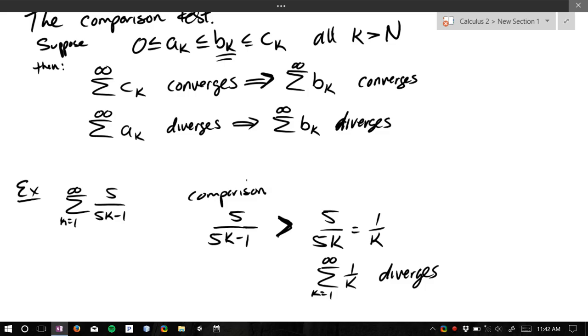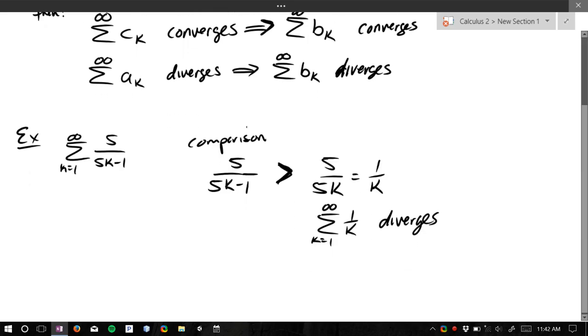Does that make sense? We got a little series on the right, 1 over k. We know it diverges. So if this one is less than 5 over 5k minus 1, then our series is going to diverge. So fractions are difficult. So how in the world can I go show this?